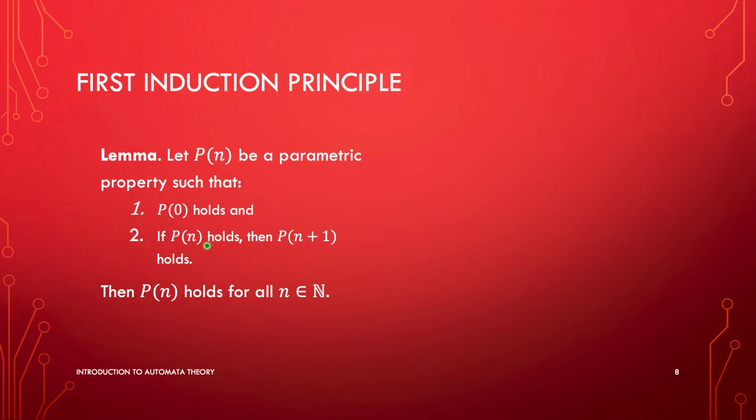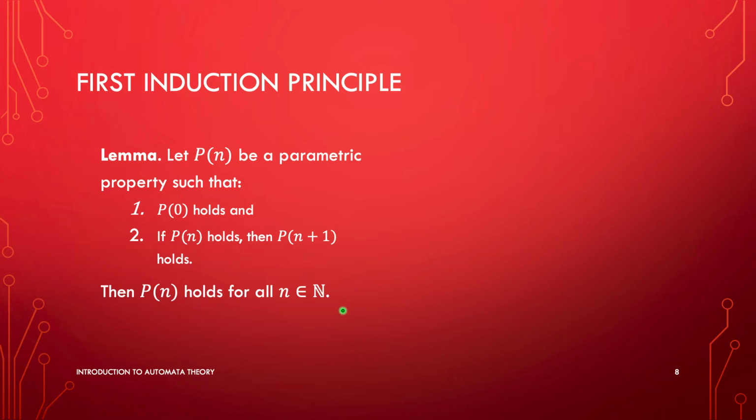Whenever you have p of n holding for whatever value of the parameter n, if p of n holds for that value, then automatically also p of n plus 1 holds. So if your property p of n satisfies condition 1 and condition 2, then it holds for all natural numbers n. And we are going to apply this a lot, going into automata and thinking about successful computations and inputs that lead to successful or unsuccessful computations.